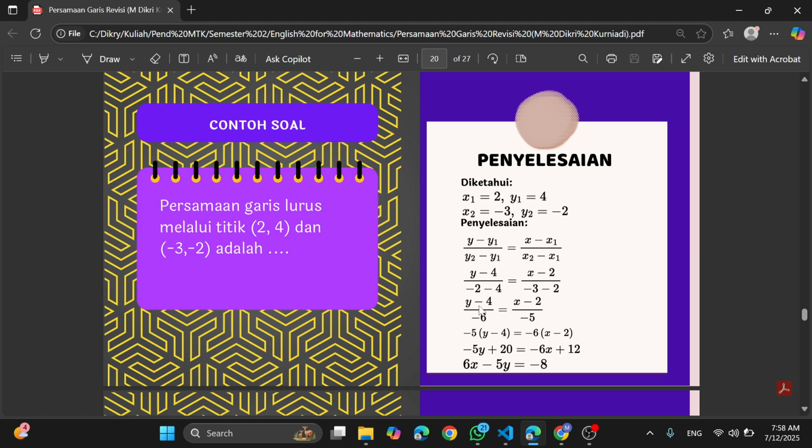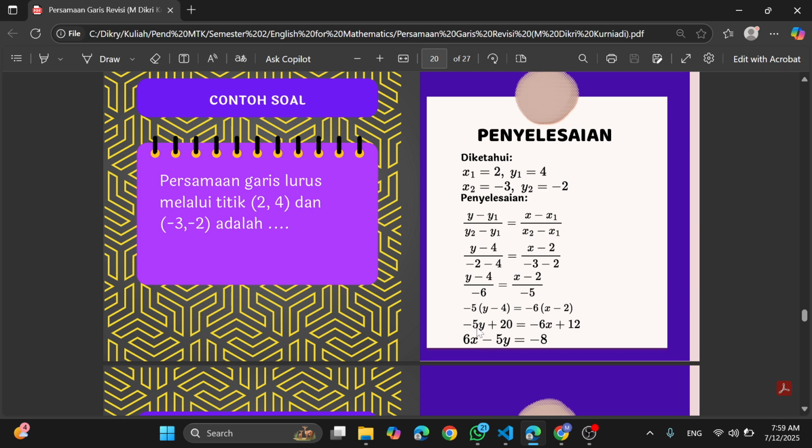Y minus 4 over -6 equal x minus 2 over -5. -5 multiplied by the difference of y and 4 equal to -6 multiplied by the difference of x and 2. -5 multiplied by y plus 20 equal -6 multiplied by x plus 12, and the equation is 6 times x minus 5 times y equal to -8.